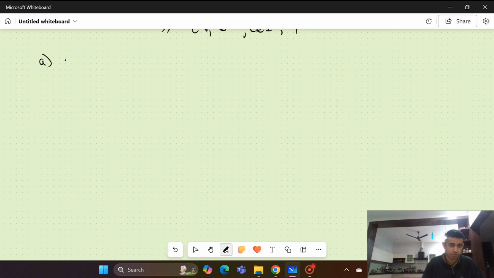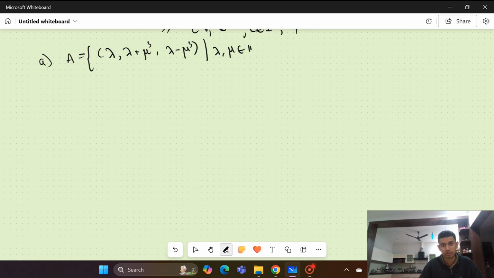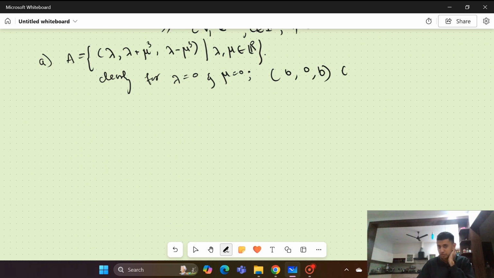So let's go through part A. Part A gives us set A, which is lambda plus mu cube, lambda minus mu cube, where lambda and mu are both real numbers. Now clearly, for lambda equal to 0 and mu equal to 0, we get the vector 0, 0, which is clearly an element, and therefore the first test passes.